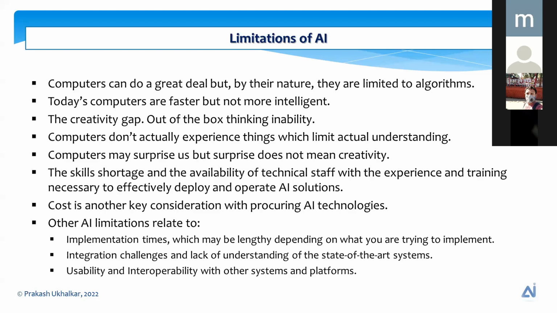Then cost is one of the most important concerns, by the way, of procuring the AI technology. And some other limitations are also mentioned, like the implementation time, which may be lengthy and time consuming, right? Then integration challenges, lack of understanding of the state-of-the-art system technologies around us, usability and interoperability with other systems and platforms. So these are some of the limitations which will definitely be overcome over time, but it will take its own time, right? These are the limitations. I hope you understand.